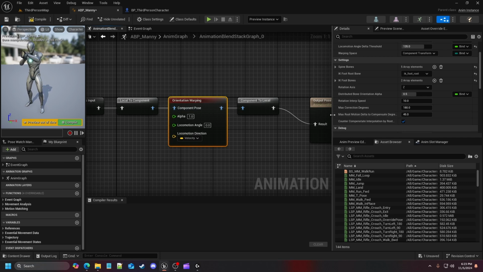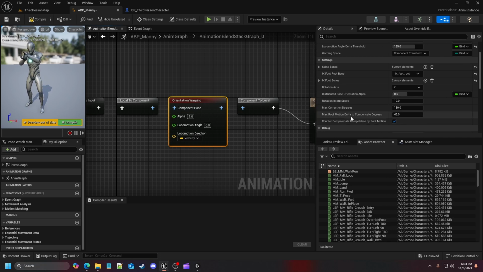Then we have the max root motion delta to compensate degrees, and we have it at 45. What this is doing is capping the adjustment of rotation for each frame to 45 degrees. This gradual adjustment keeps movement smooth and avoids sudden position shifts. So it allows us to gradually smooth out our movement and position shifts, capping that adjustment at 45 degrees. If you go any faster than that, you can run into problems with clunkiness and stuff like that.